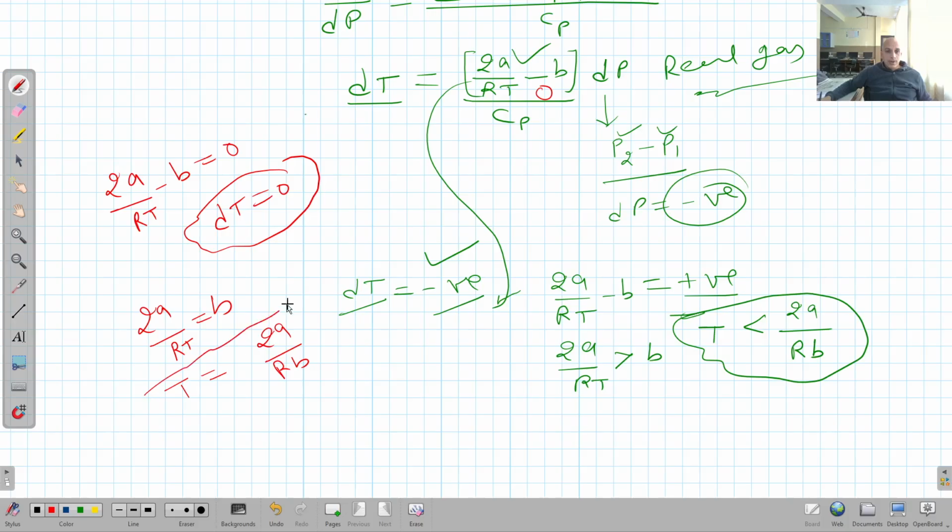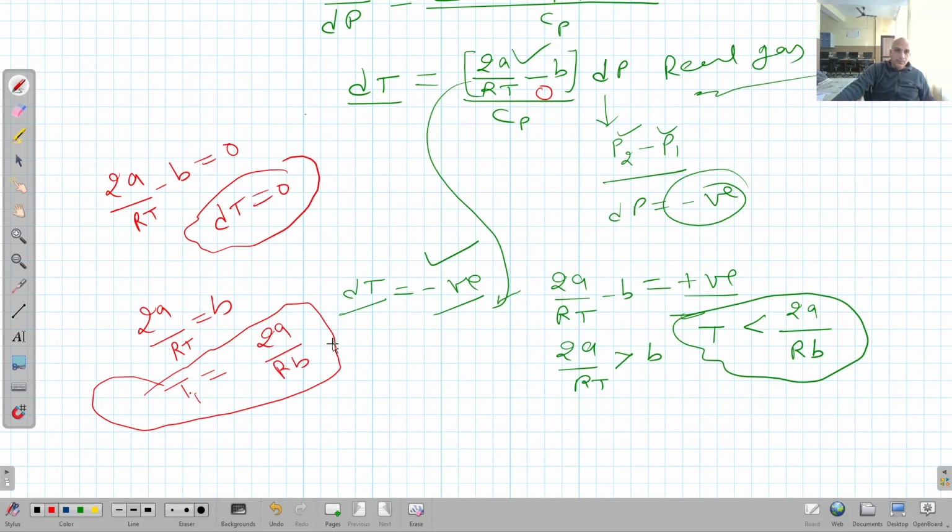This is very, very important. If the temperature is equal to this temperature, then the gas shows neither heating nor cooling, right? And it is behaving just like an ideal gas. So this temperature is called the temperature of inversion that I talked about in the beginning. At the temperature of inversion, the gas neither shows heating nor cooling.